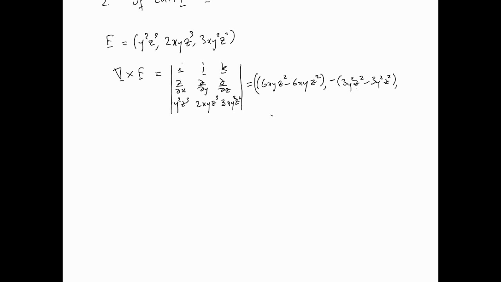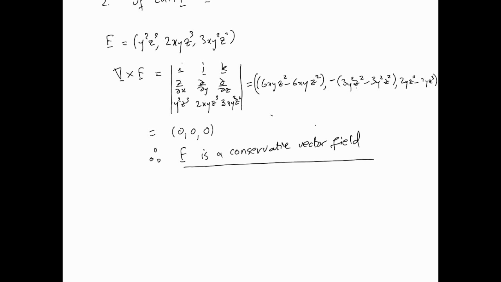And the third component is the x derivative of 2xyz cubed, which is 2yz cubed, minus the y derivative of this, which is also 2yz cubed. So that's equal to 0, 0, 0, the zero vector. Therefore, f is a conservative vector field. Now that we know it's a conservative vector field, we can go ahead and compute the potential function, as we have shown and done earlier in the previous videos. Okay, we'll stop here.